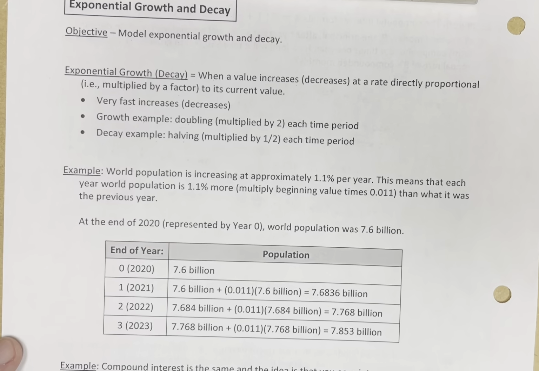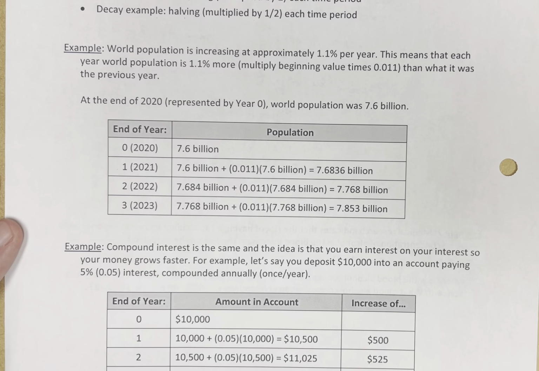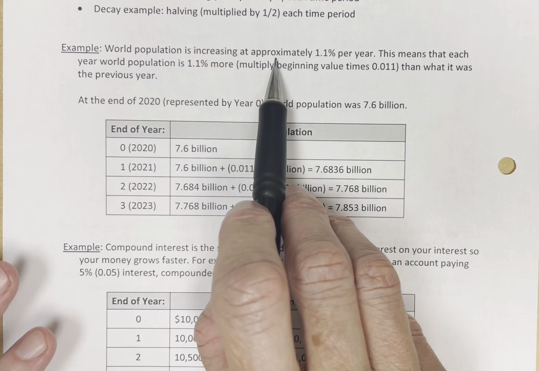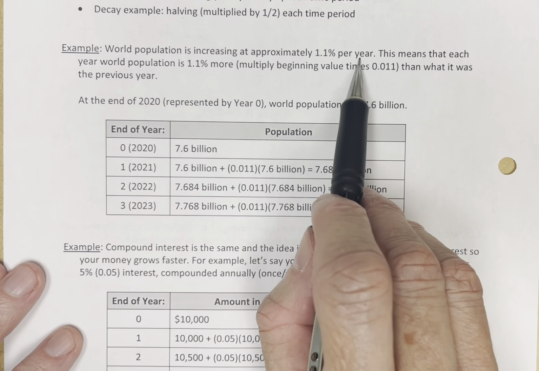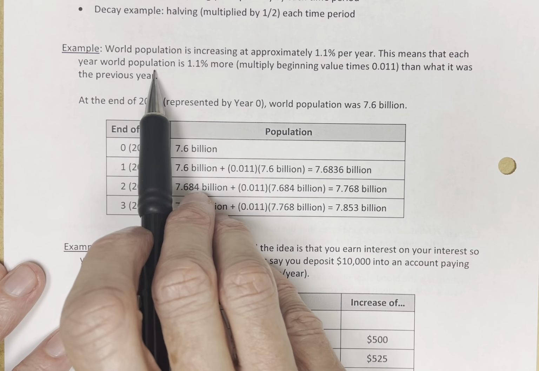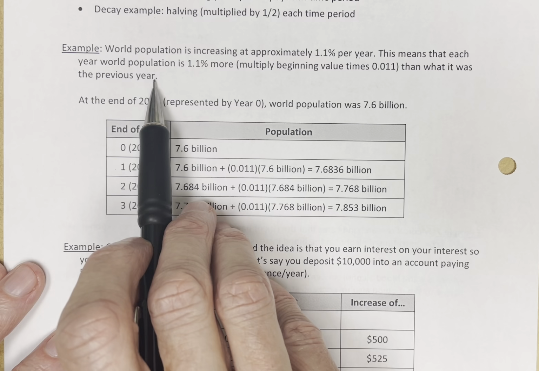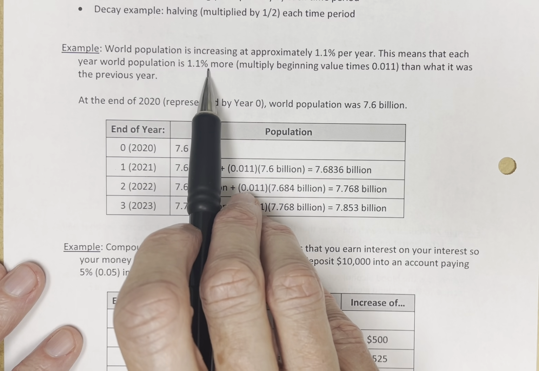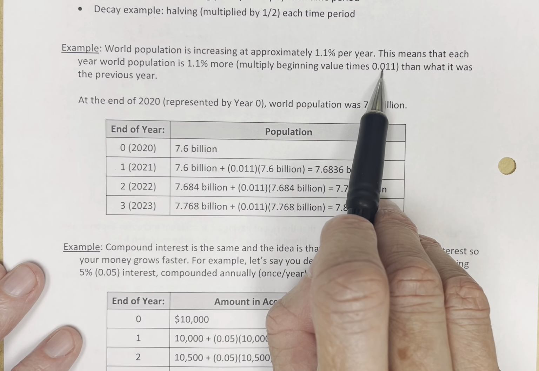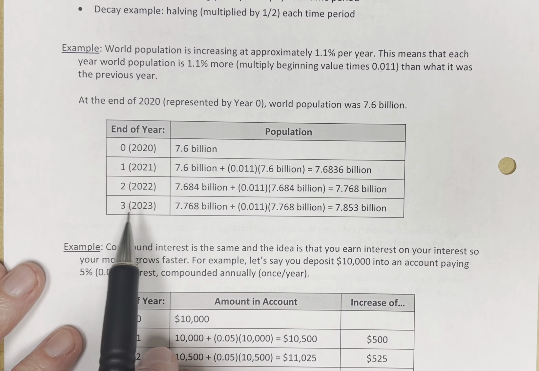So, a couple of examples, just looking at the numbers and how this would work, and some real-life stuff. Let's talk about world population increasing at approximately 1.1% per year. What this means is that every year the world population is 1.1% more than it was the previous year. That means you multiply the beginning value of that year by 0.011. Let's take a look at an example of that type of exponential growth.